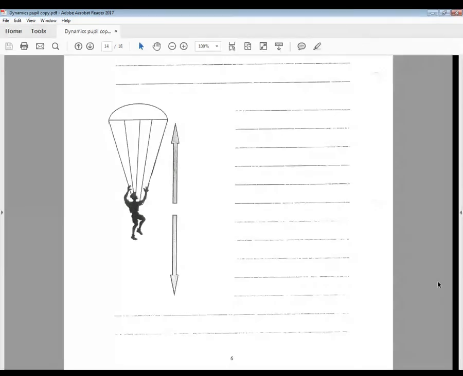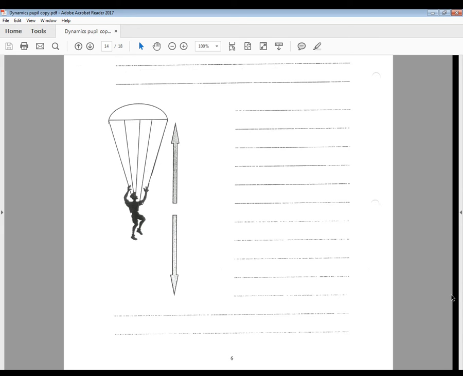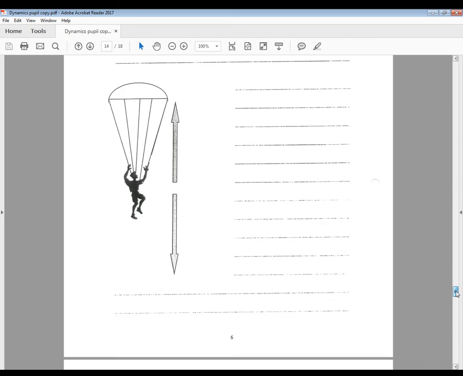Think about the physics of what happens when they open the parachute. Don't forget, they never ever go up, even though that's what it looks like on TV. They're just decelerating rapidly, so think about that, and I'll give you the model answers for that later on.